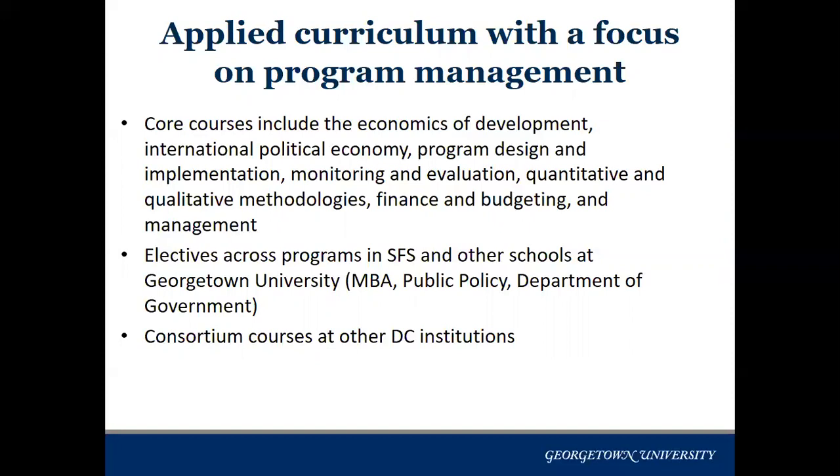And the advantage of that is that students can register for a class at American University, for example, but they register through Georgetown. So any Georgetown financial aid they have still applies to that class at another school. So I'll pause here for a moment.